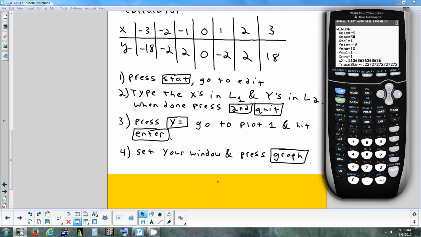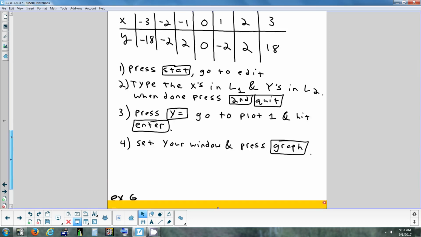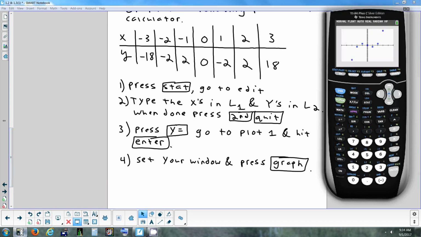And how about for my y values? What would be two good numbers that wouldn't be right on the edge of the screen? Yeah, negative 20 and 20. I would go -20 and 20. And then when you hit graph, those are the coordinates we just typed in. Now it doesn't draw a line through them because it's not a graph, it's just data points. Any questions on that?